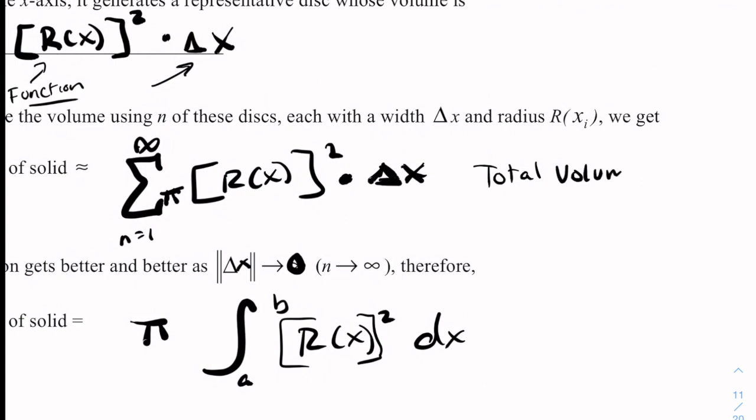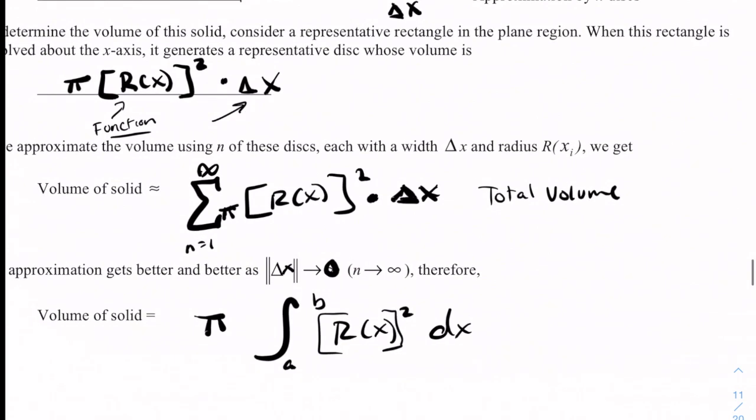As we've seen multiple times now, as delta x approaches 0, so the width shrinks, or as the number of disks increases up to infinity, so if n goes to infinity, then this sum formula, just like we saw before, turns into the integral. So the volume of our solid is pi times the integral from a to b of our radius function squared dx.